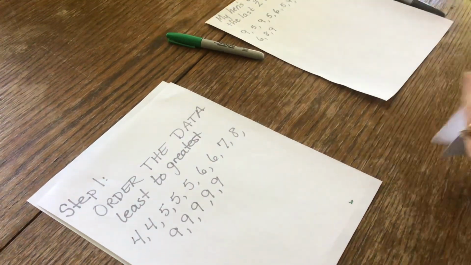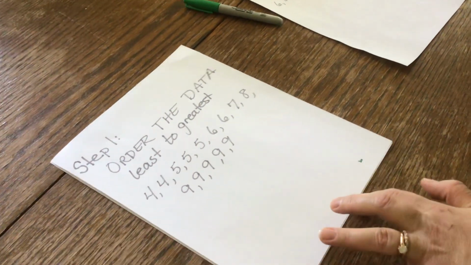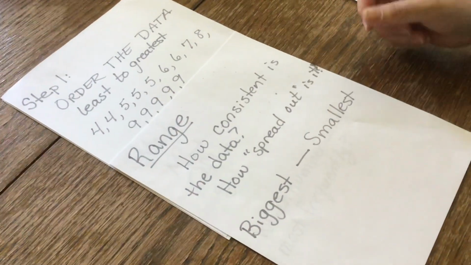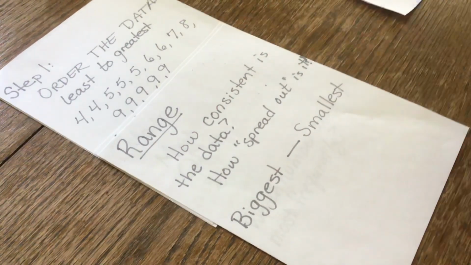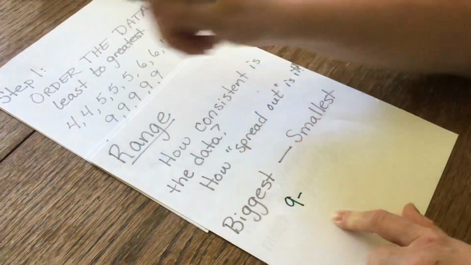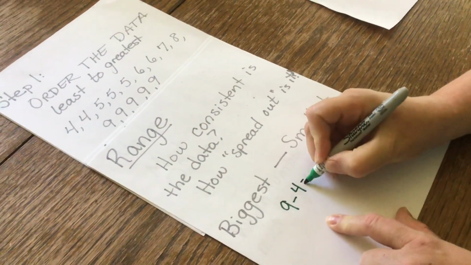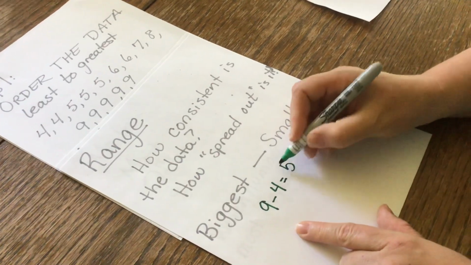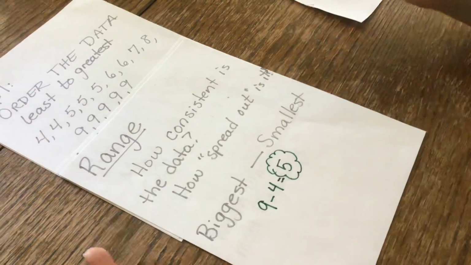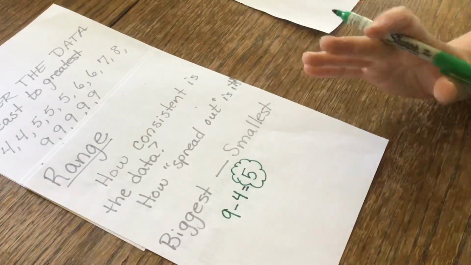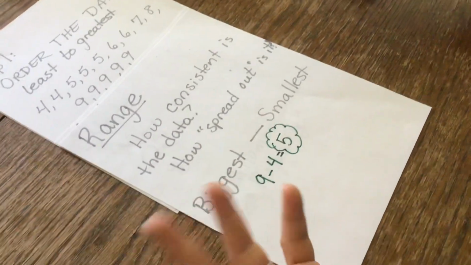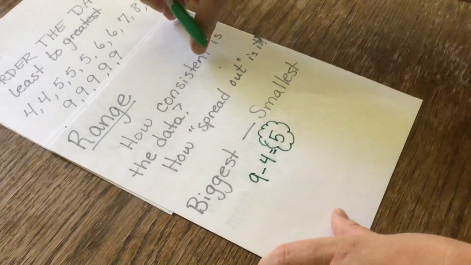The range is a measure of how spread out my data is, or how consistent it is. In order to find the range, I take my biggest number, which is 9, and I subtract the smallest number in my data set, which is 4. And 9 minus 4 is 5. So the range of my data is 5. That tells me that the spread is not really that big. There's only a 5 egg difference between my smallest and my largest. Of course, I only have like 11 laying hens, so that's actually kind of spread out right there.